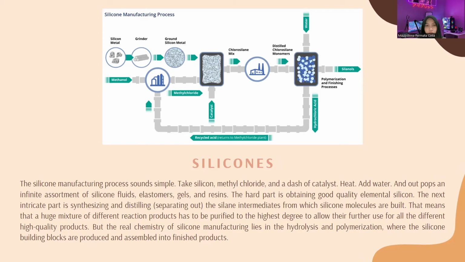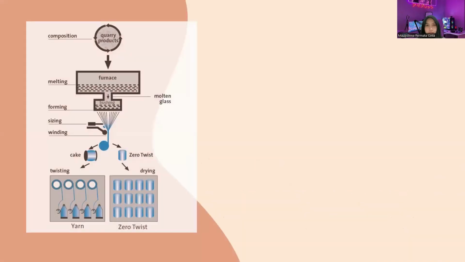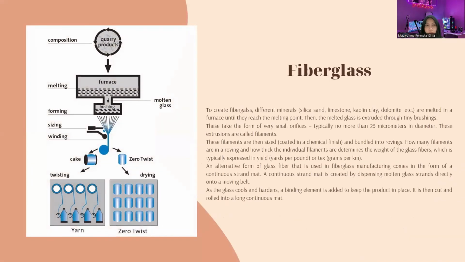This is a picture of silicon manufacturing process. And the next slide is a manufacturing process of fiberglass. To create fiberglass, different minerals or silica, sand, limestone, kaolin clay, dolomite, etc. are melted in a furnace until they reach the melting point.